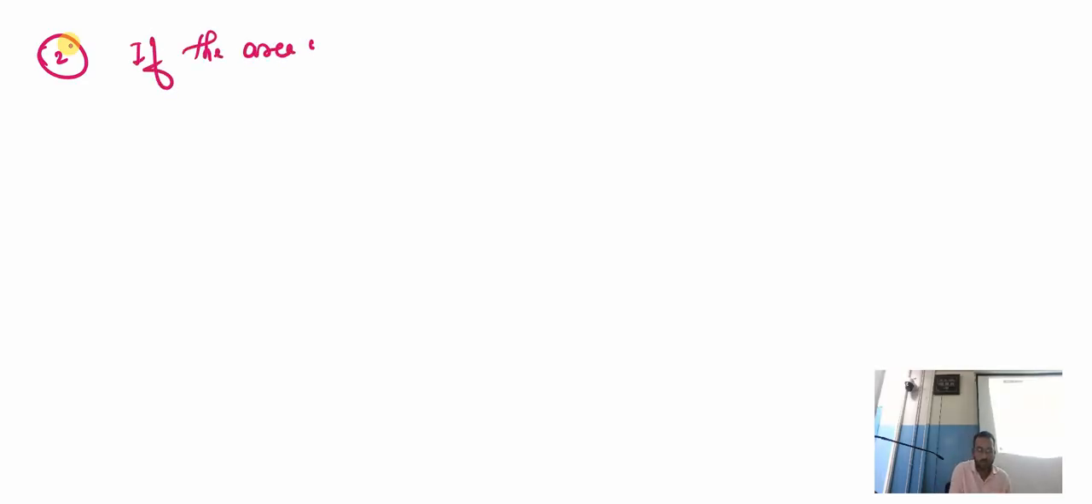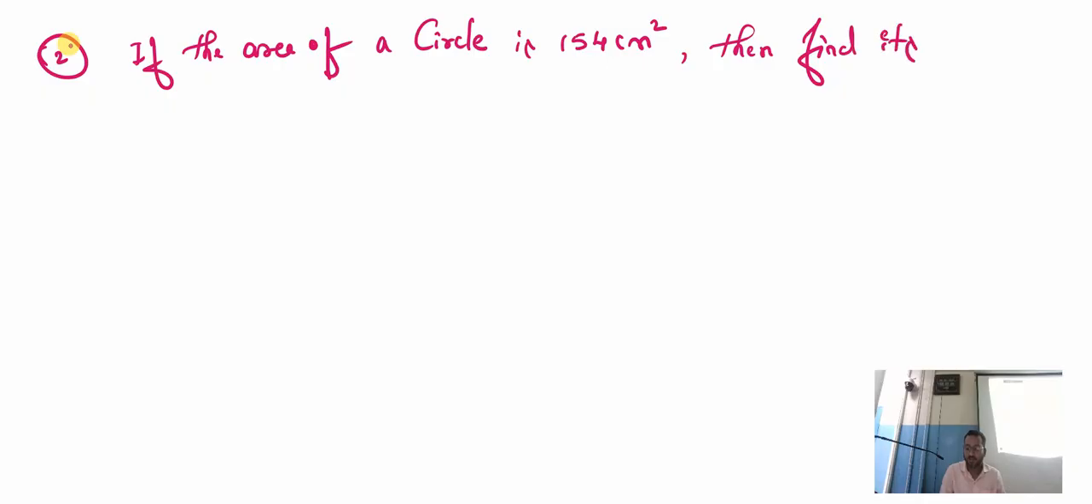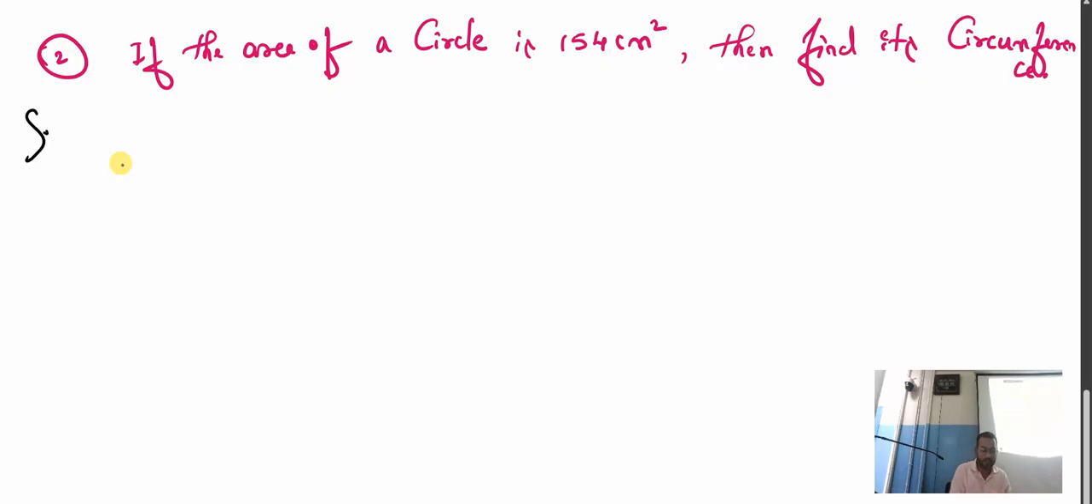Now one more problem let me solve from the basics. Take down. Next, question number 2. If the area of a circle is 154 centimeter square, then find its circumference.